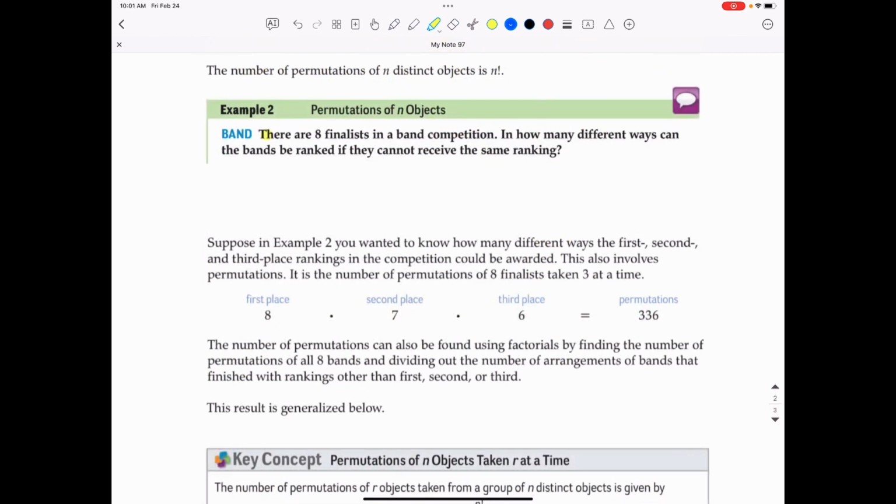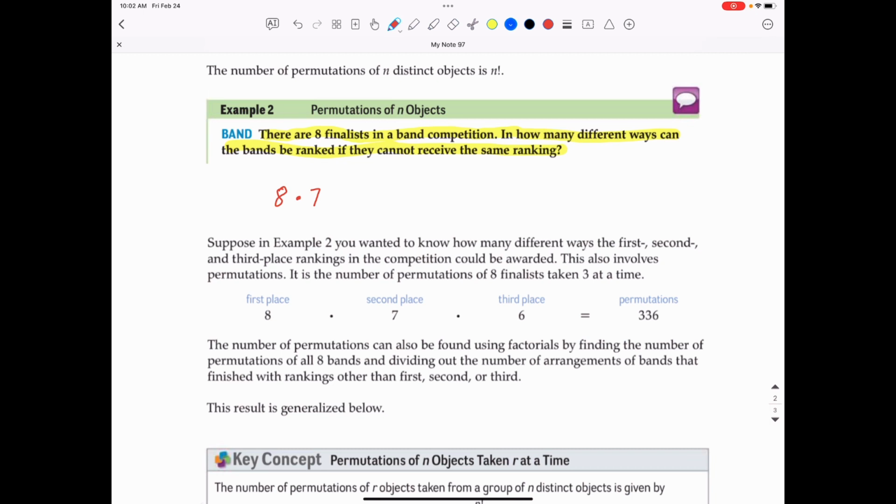Example number 2. There are 8 finalists in a band competition. How many different ways can the bands be ranked if they cannot receive the same ranking? In this particular case, we have 8 bands who could all potentially finish in first place. Once the band that finishes in first place has been selected, there are now 7 bands that the judges could select for finishing in second place.